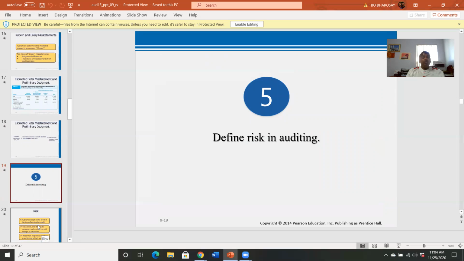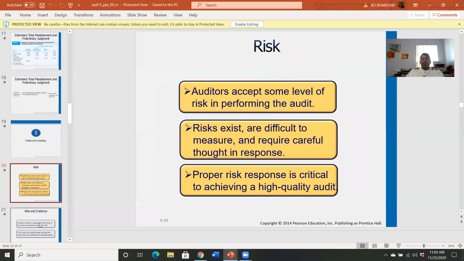Define risk in auditing. What is risk? We talked about risk already. We defined risk in the past, but we're going to hit it again. When we talk about risk, we talk about uncertainty. The auditor accepts some level of uncertainty in performing the audit. In anything we do in life, risk exists. And it's difficult to measure and requires careful thought in response.